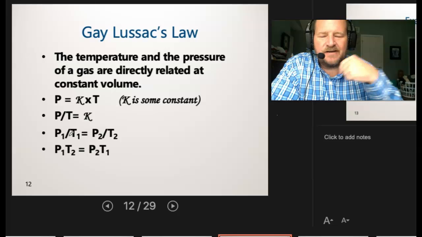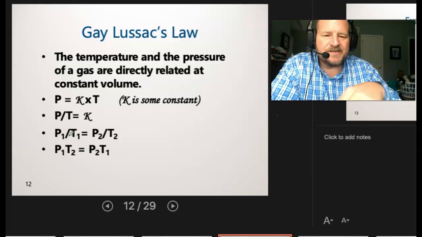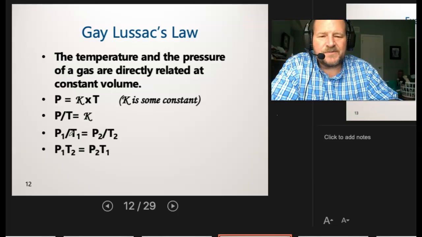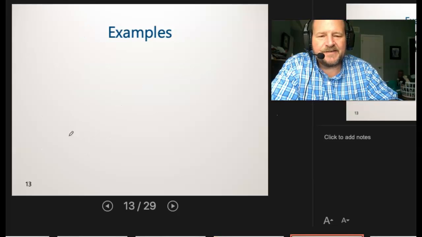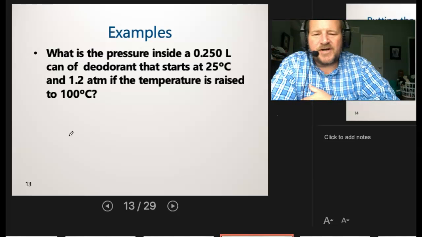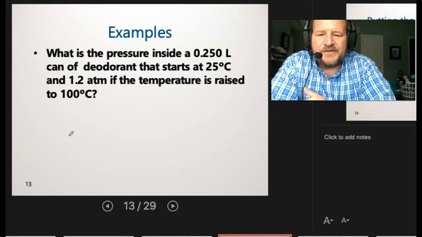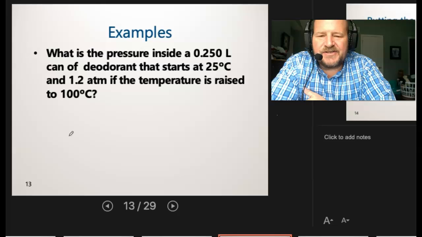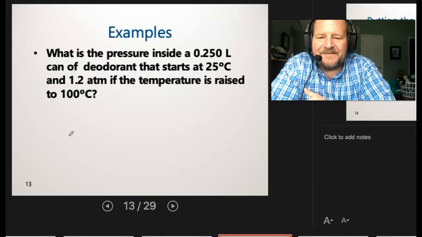So you've got to keep track of atm as well as mmHg. Once you have the same unit though, these problems are going to fall out just like the last 2 sets. So what is the pressure inside a 0.250 liter can of deodorant that starts at 25 degrees C and 1.2 atmospheres if the temperature is raised to 100 degrees C?